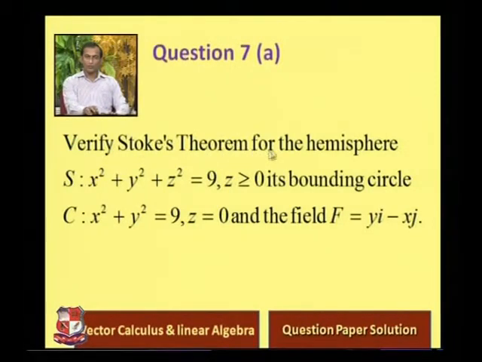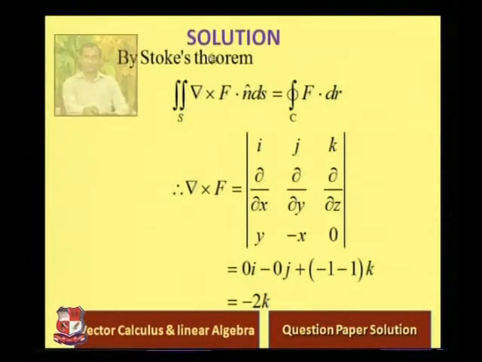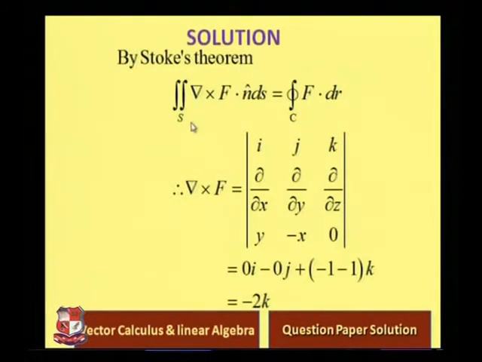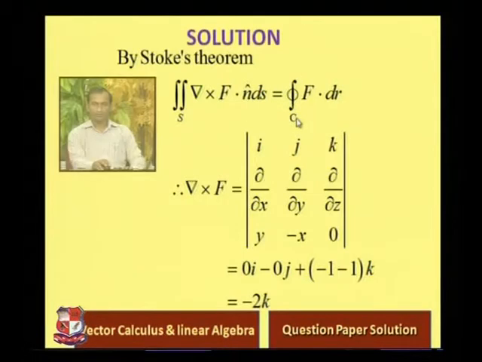Verify Stokes theorem for the hemisphere S, x squared plus y squared plus z squared equals 9, where 3 is the radius of the hemisphere and z is positive. Its bounding circle has the equation x squared plus y squared equals 9, where radius is 3 and z is 0, and the field is given as yi minus xj. Now we know that Stokes theorem is the double integration over surface S of nabla cross f dot n cap dS equal to the contour integration over C of f dot dr.